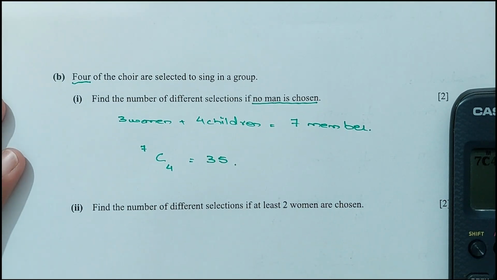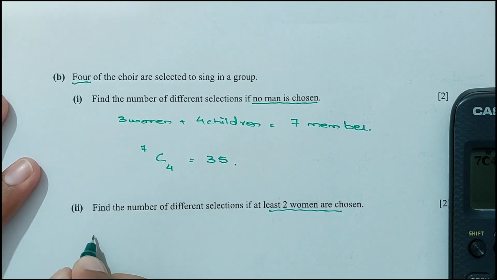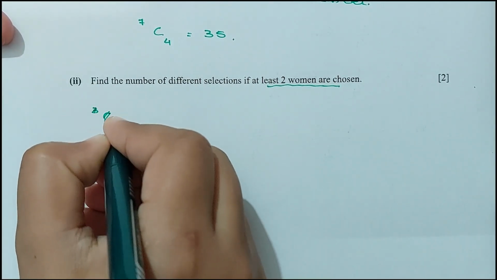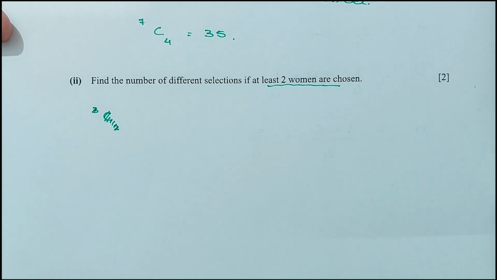Now for the second part, find the number of different selections if at least 2 women are chosen. At least 2 women means 2 or more than 2, not less than 2. Okay, so there are 3 women, right? And let's say 2 are selected out of 3. Okay, let me make a table to make this situation clear, right?